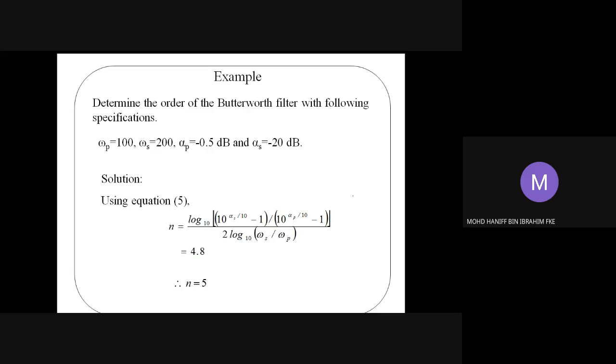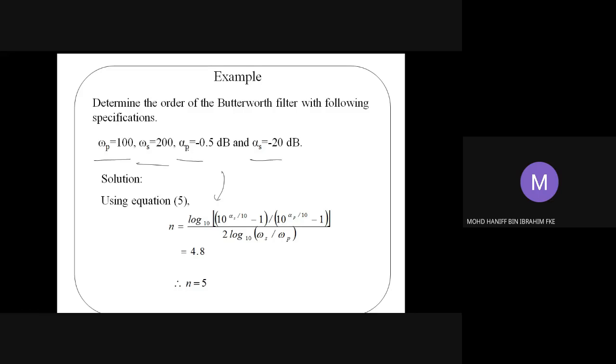Number 1 is to calculate the order of the Butterworth filter with the following specification. As mentioned before, you need to be given these parameters of the Butterworth filter before you can obtain the order. We need to be given omega p, the passband frequency, omega s, the stopband frequency, alpha p, the passband gain, and alpha s, the stopband gain. We substitute all of these 4 parameters in the equations here.